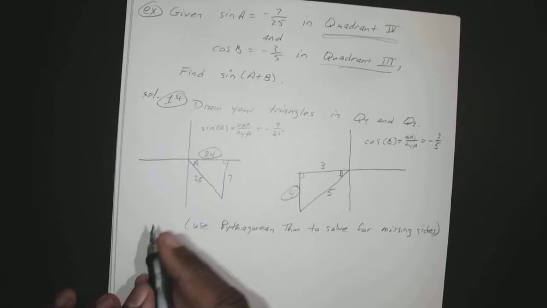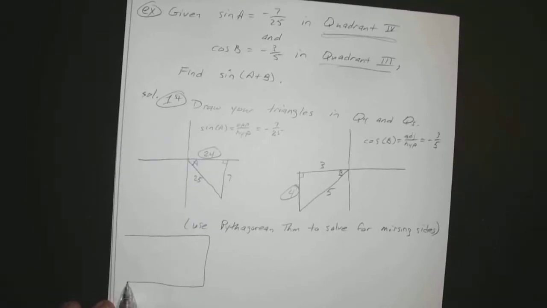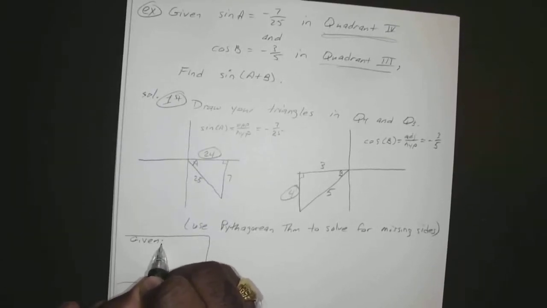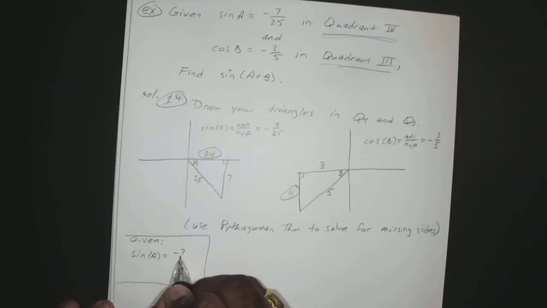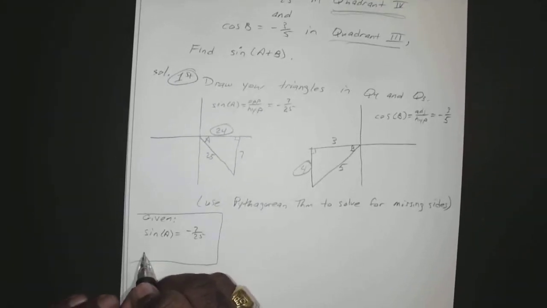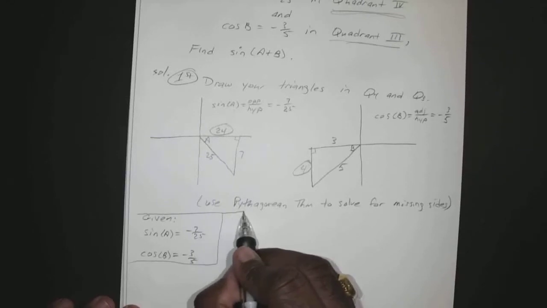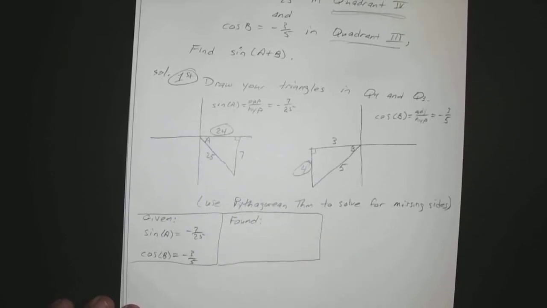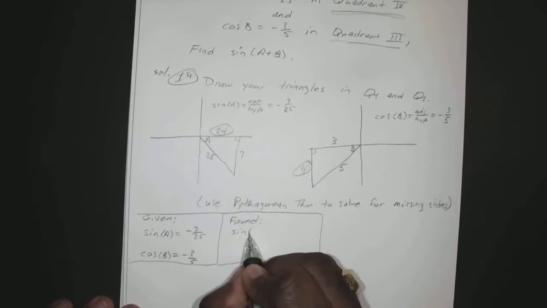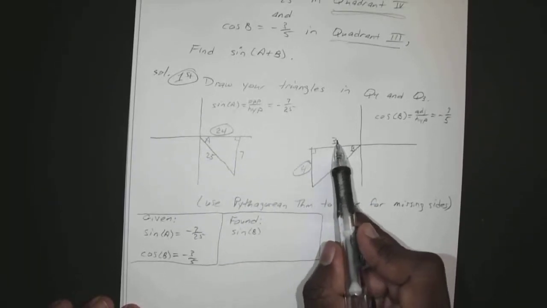Okay, so once again, we have our given that they gave us right at the very beginning. So our given is that sine of A is equal to negative 7 over 25. And our cosine of B is equal to negative 3 over 5. Okay. Now the ones that we actually found with our triangles, we have sine of A, so we now have to find sine of B. So our sine of B, which is opposite over hypotenuse, is 4 over 3.